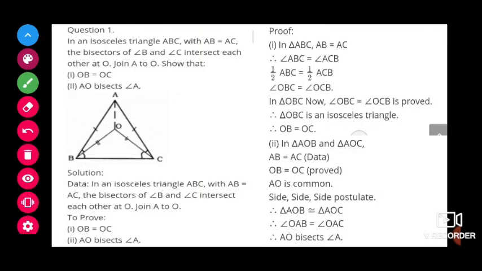Now children, we will get into exercise 5.2. In an isosceles triangle ABC, with AB equal to AC, the bisectors of angle B and angle C intersect each other at point O. Join A to O. Show that OB is equal to OC.